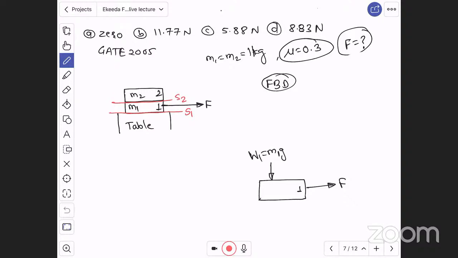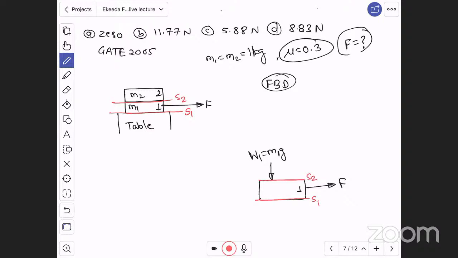m1g. Right. Now contacting surfaces. At every contacting surface there is a normal reaction and a friction force. See, the lower surface is in contact with the table. This is surface 1, and the upper surface is in contact with the upper book. This is surface 2. Right.